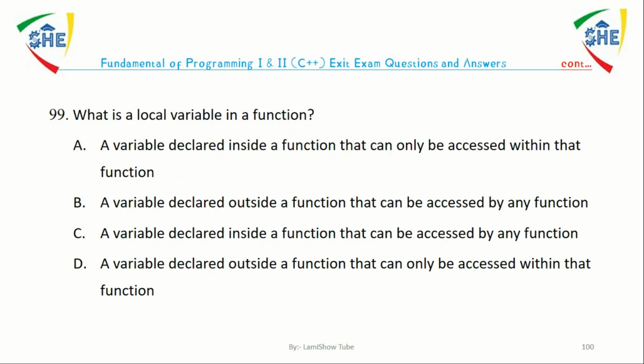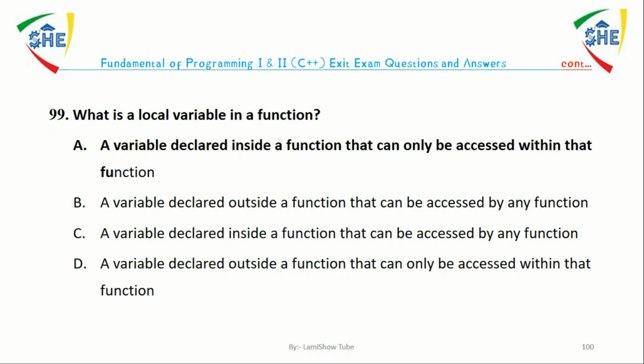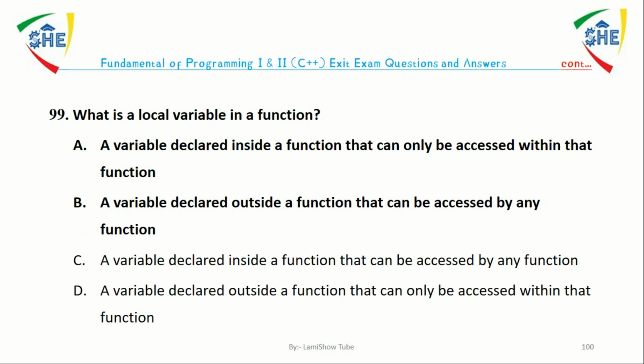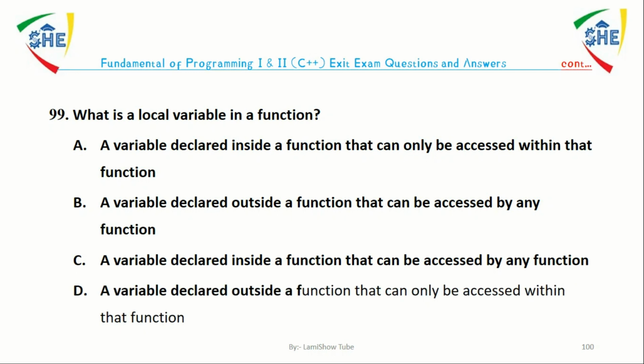Question number 99. What is a local variable in a function? A variable declared inside a function that can only be accessed within that function. A variable declared outside a function that can be accessed by any function. A variable declared inside a function that can be accessed by any function. A variable declared outside a function that can only be accessed within that function. The answer is A. A local variable is a variable declared inside a function that can only be accessed within that function, and it is not visible outside of that function.